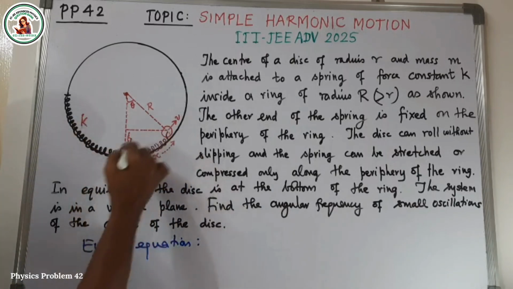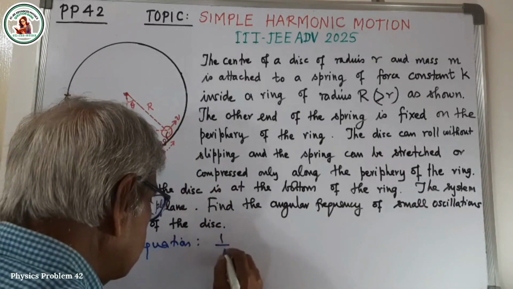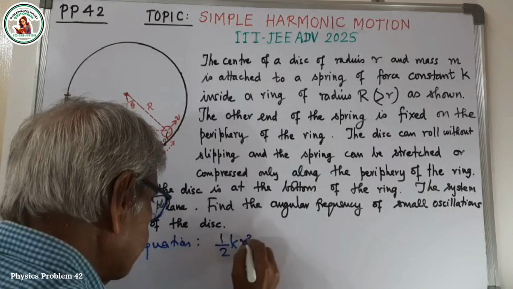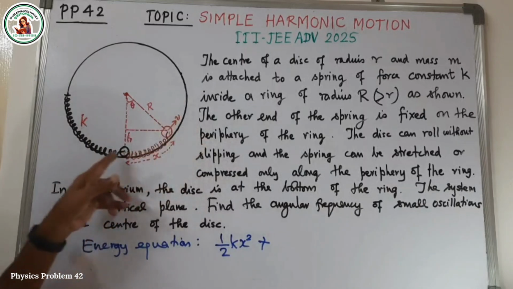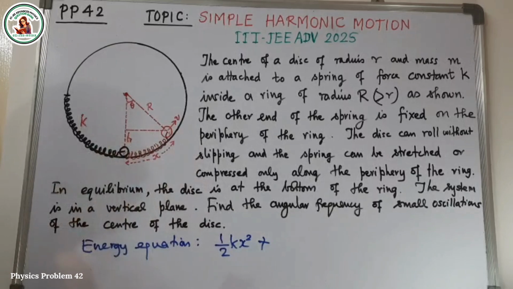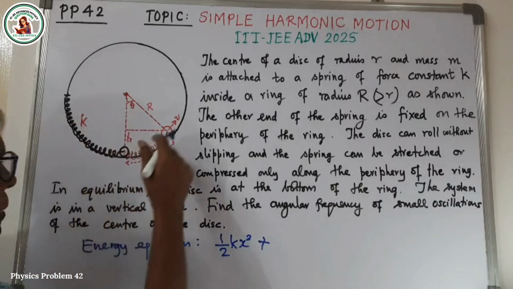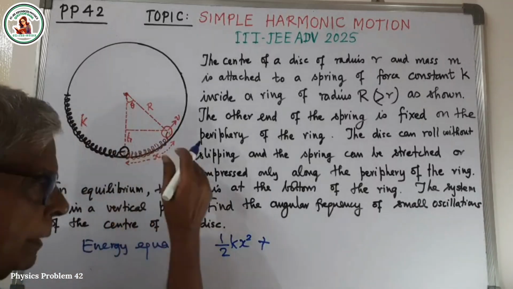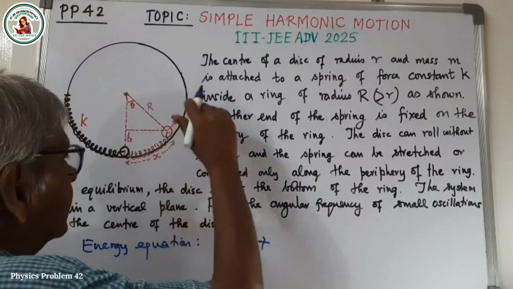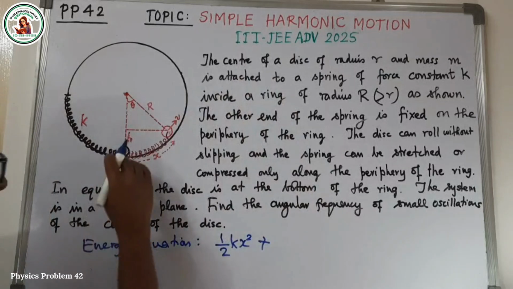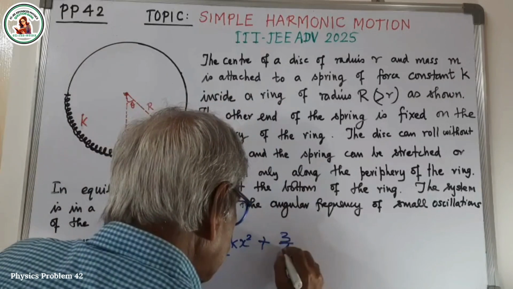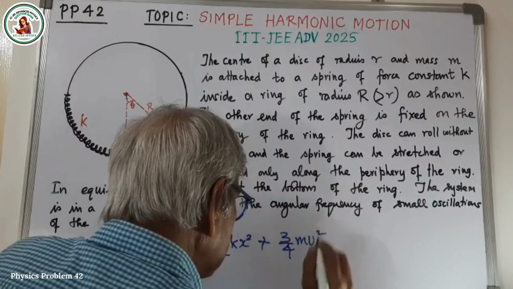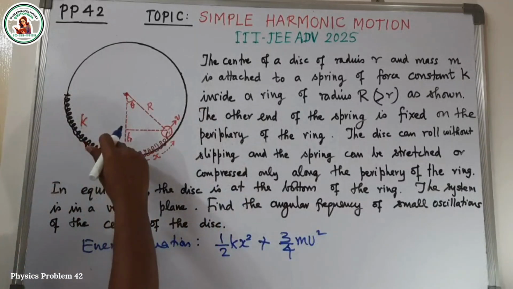due to the spring elongation, spring energy is half k x square, where x is the elongation, plus the disc is undergoing pure rolling. For the rolling disc, the total kinetic energy, translational plus rotational, is 3 by 4 m v square. That is the total kinetic energy of the rolling disc.